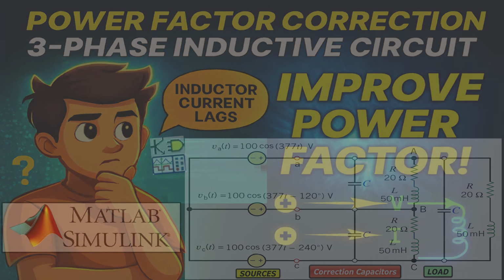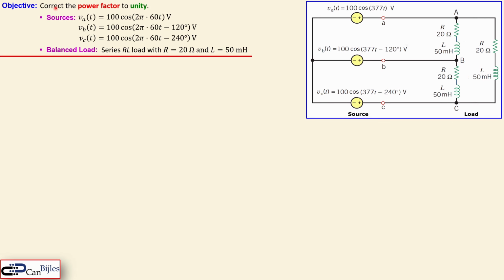Alright, so we have the following objective. We'd like to correct our power factor to unity. And the circuit is shown here. We have three sources, VA, VB, and VC. The values are shown here, so 100 volts peak. The frequency is 60 Hertz, and each source is 120 degrees out of phase. The load is balanced.